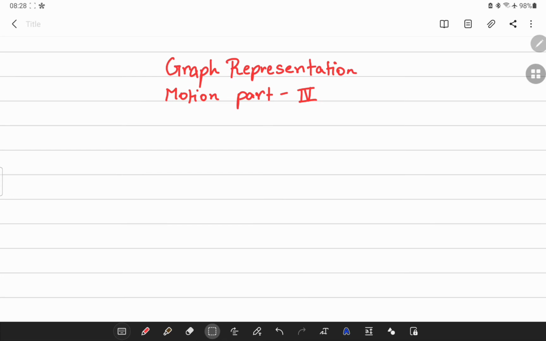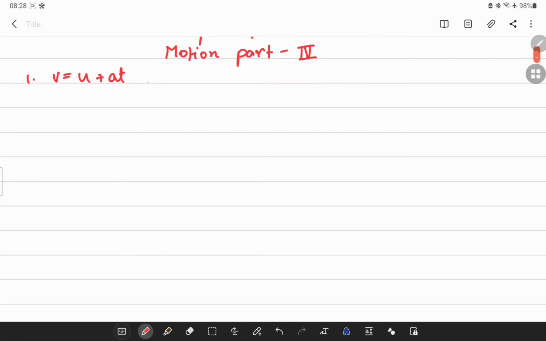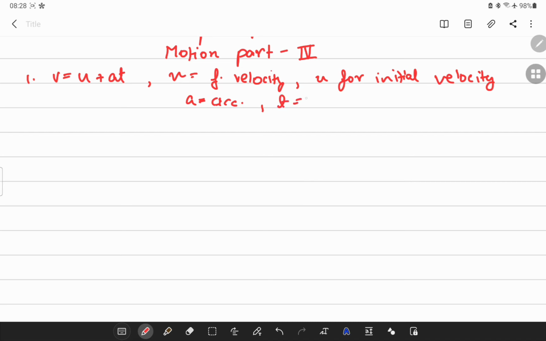Okay, so coming on to the next thing, equations of motion by the graphical method. First of all, we need to understand the equations of motion. So the first equation of motion is V is equal to U plus AT. Later on we will understand why, but for now the formula and then the graphical method as well. Just for remembrance, V is the final velocity, U is the initial velocity, A is acceleration and T is time. I guess this is clear.